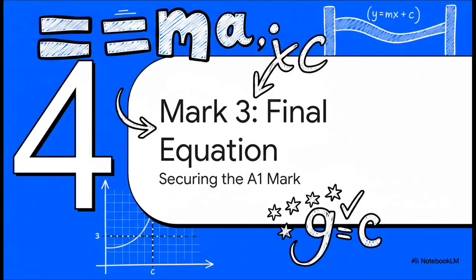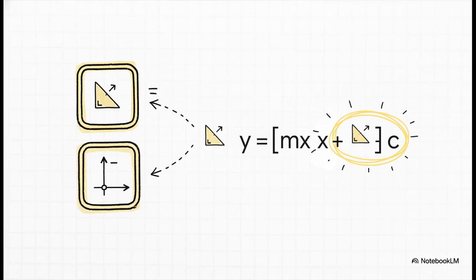Okay, we're on the home stretch now. We have our gradient, m, and we have our y-intercept, c. It's time to put it all together and lock in that third and final mark. This final step is usually the easiest part. We just take our gradient, m = -2/3, and our intercept, c = -1, and we simply plug them back into the y = mx + c format to state the final equation.